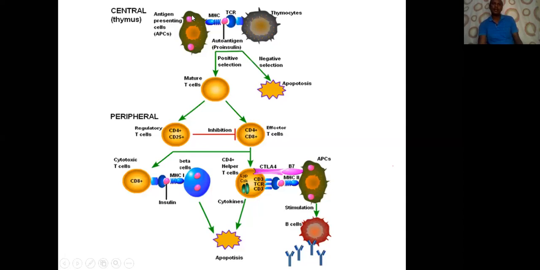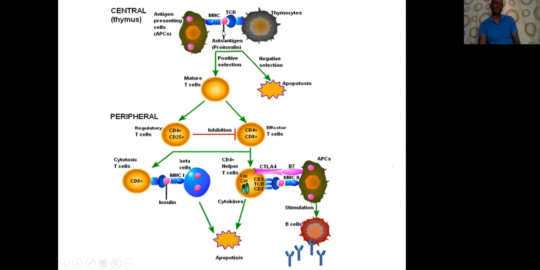antigen presenting cells. Now in our own body, our own proinsulin will become an antigen that will be recognized as an antigen by T lymphocytes. That is how it is done, because here the antigen presenting cells present proinsulin as an antigen to the T lymphocytes.